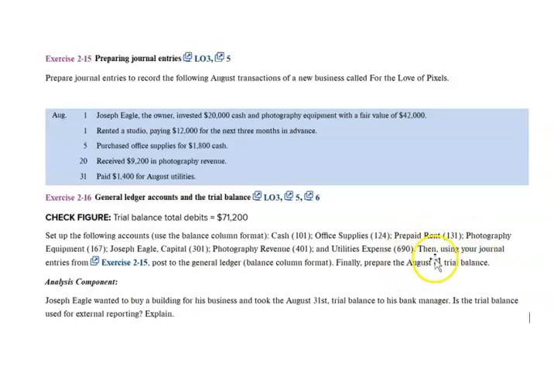And our final entry on August 31st, we paid 1,400 for August utilities. So again, we look in our list, we've got utilities expense. We've used that service, utilities expense, right? It's for the whole month of August. So we know it's an expense because there's no future value. We've already used it and we've paid it. It doesn't say on credit, so we know it's cash.